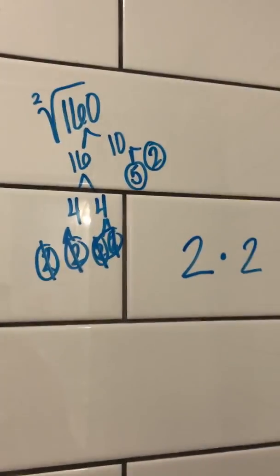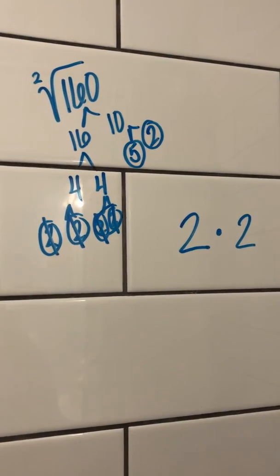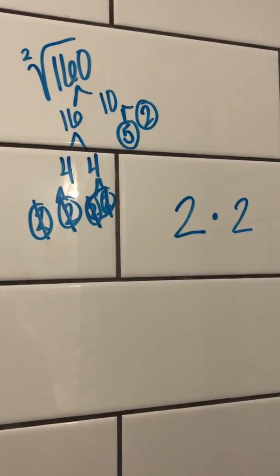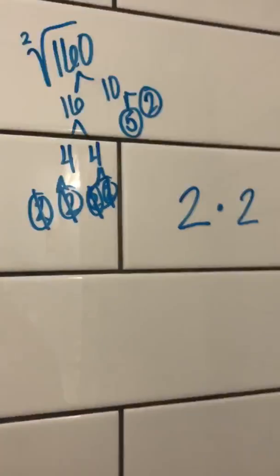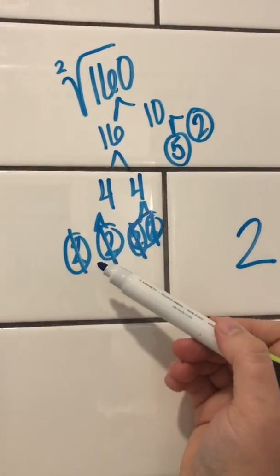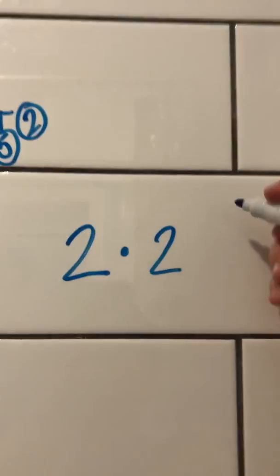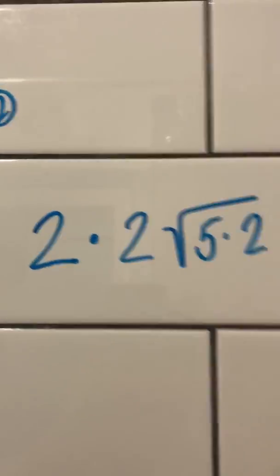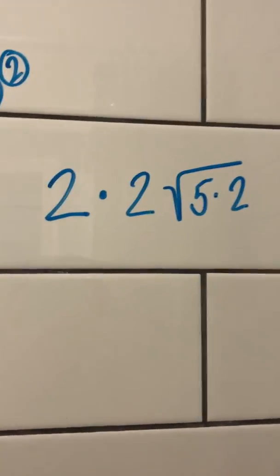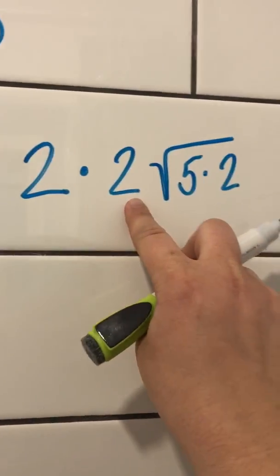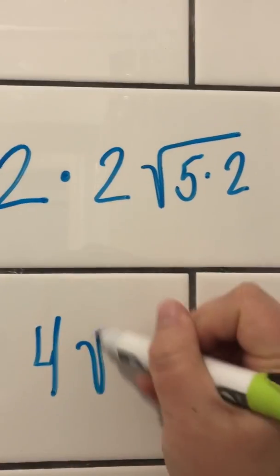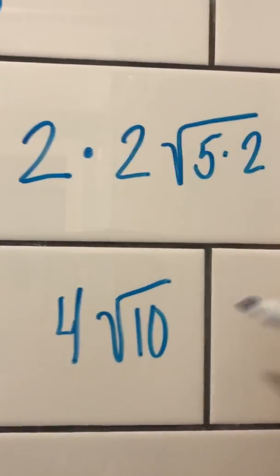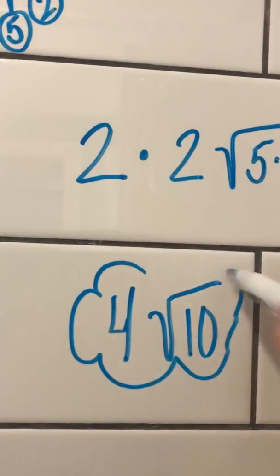And last but not least, I have a 5 and a 2. They don't have a friend. They don't have a match. There's not another 5 to play with that 5. There's not another 2 to play with that 2 because these guys are already buddies. So I'm going to keep those inside of my radical symbol. I have a 5 and a 2 left. And then I'm just going to simplify what I have. 2 times 2 leaves me with 4. And 5 times 2 leaves me with 10. So that would be my final answer. I would be done.